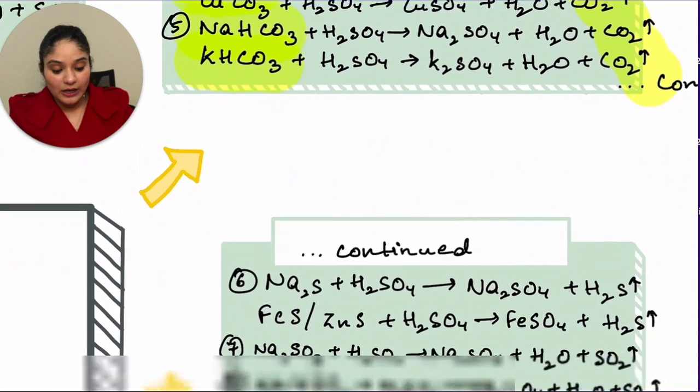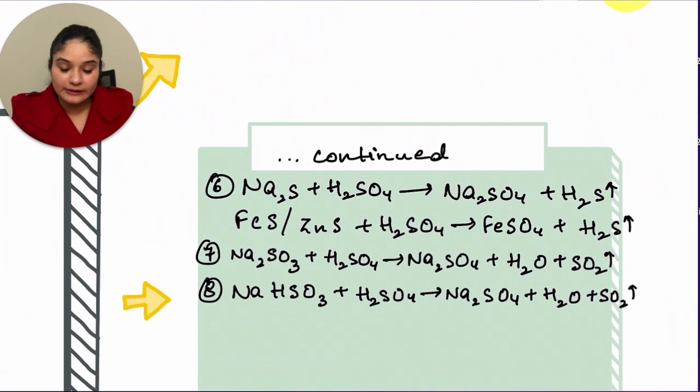Then after that, if you have Na2S, that is sulfides, then you get hydrogen sulfide gas. If you have Na2SO3, that is sulfites, so in that you get SO2. So sulfites or bisulfites, you get SO2 gas. Okay, so I hope this makes sense to you.